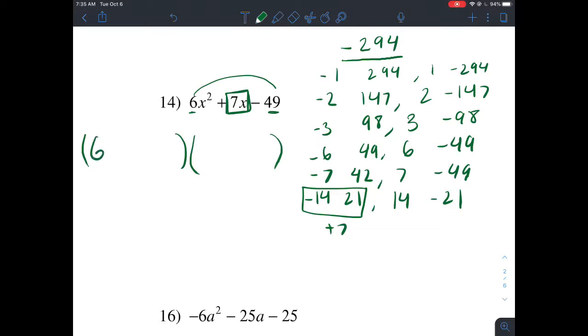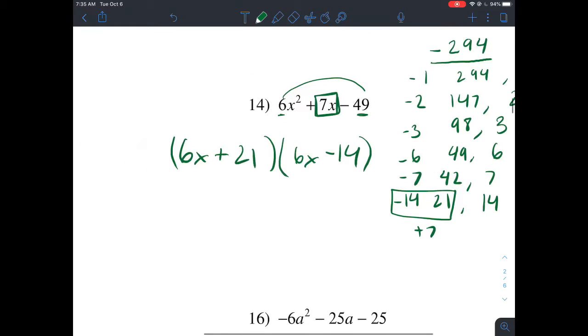Now this one's tricky, so follow along here. We're going to do our 6x plus 7. Or I'm sorry, goodness, 6x plus 21 and 6x minus 14. All right, now we need to take out our greatest common factor, right? So far, we've only had to take a greatest common factor out of one of these.